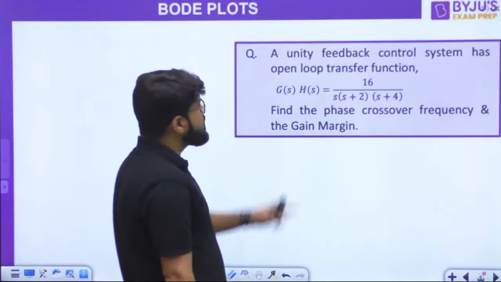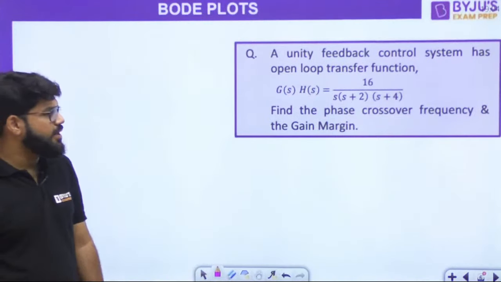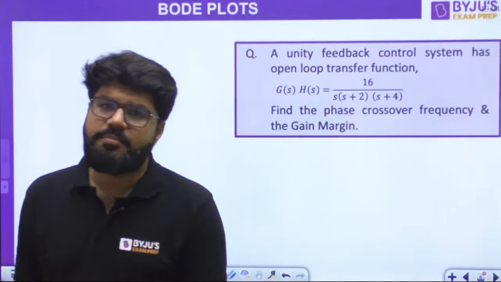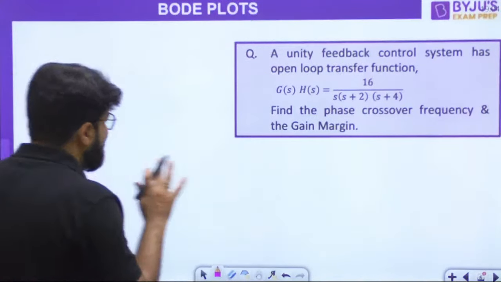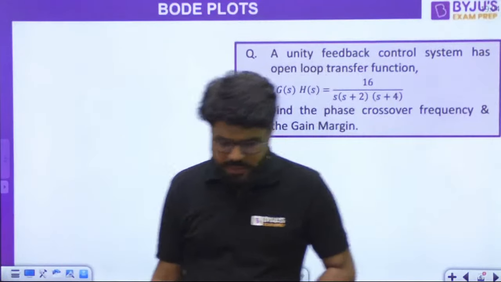A unity feedback control system has the open loop transfer function G(s)H(s) equal to 16 divided by (s+2)(s+4). Find the phase crossover frequency and the gain margin. Now, we'll also see the formula. We will revise it up, we'll do the revision as well.